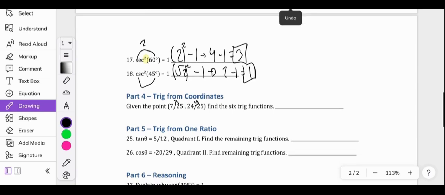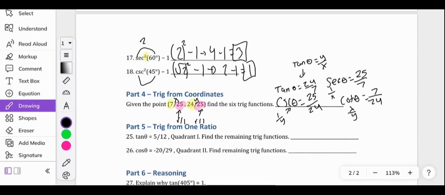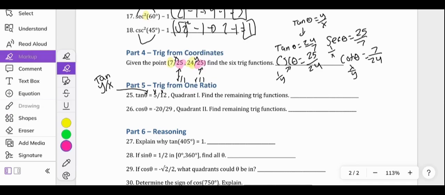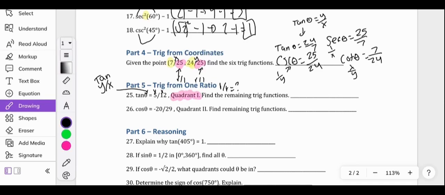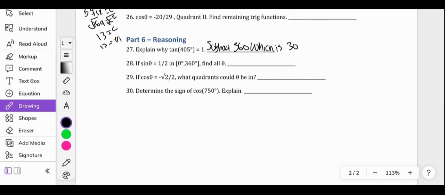7/25 is x and 24/25 is y. Find the trig function and use the formulas for each one. 25 is the r or 1. Next part 5. You see it's tan, so 5 is y and 12 is x because of the formula. We can see that we don't have r, which we need to find using the Pythagorean theorem, which then we can find all the trig functions. Same thing for 26.